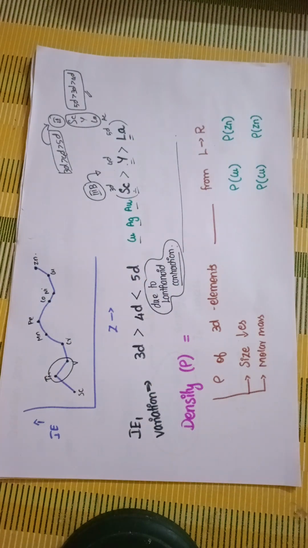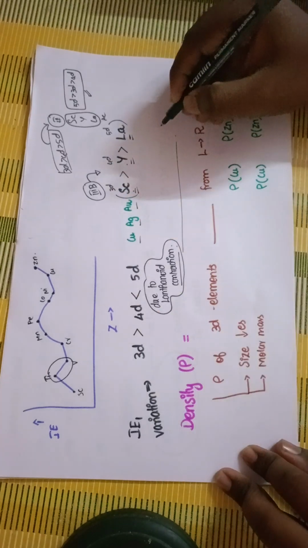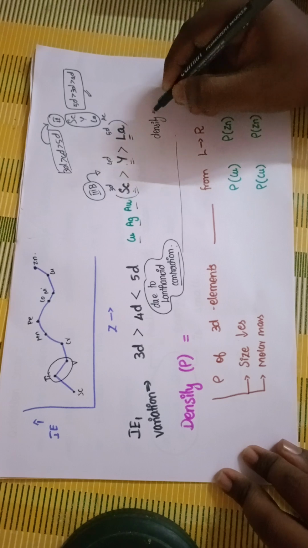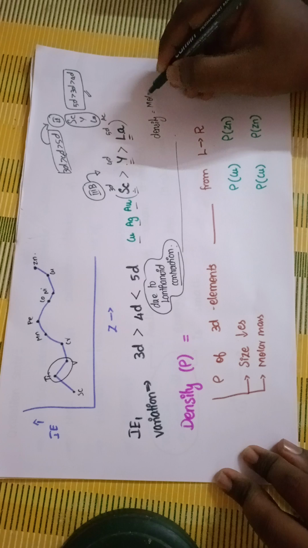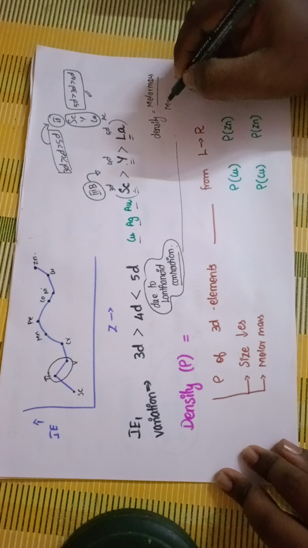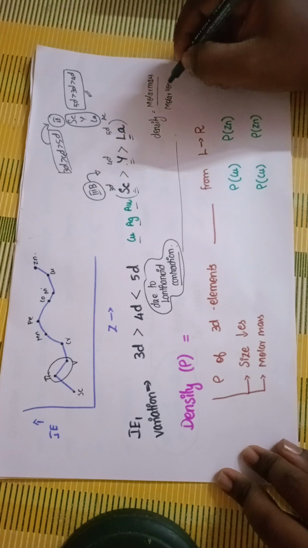Now we are going to discuss density, density of d block elements. How density varies. First, the density formula: density is represented by rho. Density is molar mass by molar volume.